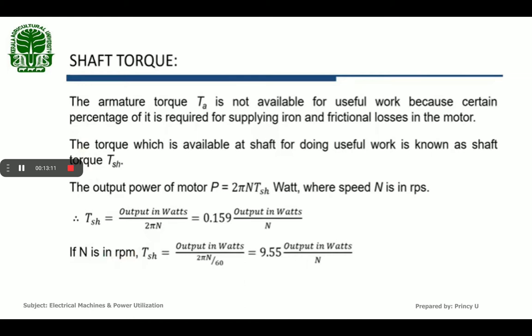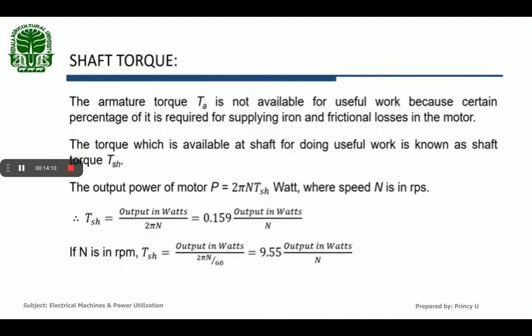Now there is another torque which is named shaft torque. The armature will produce a complete torque, but the whole value does not come out at the shaft as output. A small part is lost, and only the remaining part after subtracting the loss is usable. That useful torque is called shaft torque. The whole armature torque TA is not available for useful work because about 13% of it is required for supplying iron and frictional losses in the motor. After supplying iron and frictional losses, the remaining part comes to the shaft. The torque available at the shaft for doing useful work is known as shaft torque.